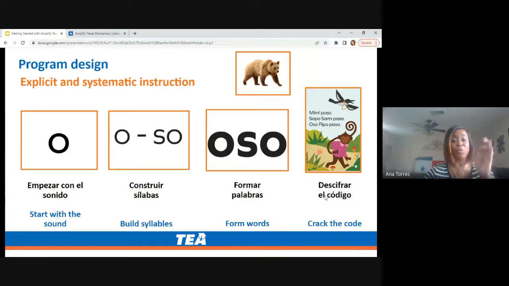And then we're cracking that code in text, right? Descifrando el código. So as we're looking at this example, this is a kinder example that I didn't mention initially, looking at text that students will be looking at in kinder, we see that the word oso is in this text. So they're going to be able to crack that code as they're systematically and explicitly taught in this way.